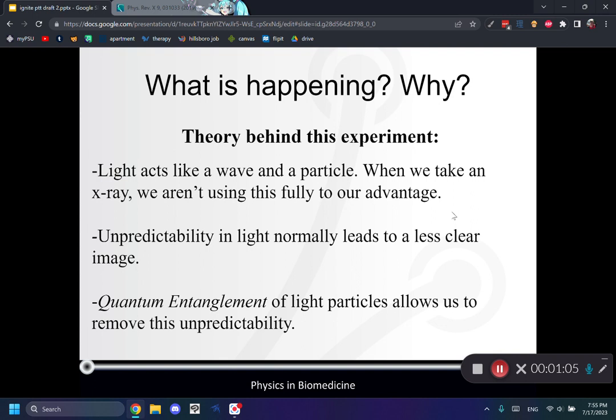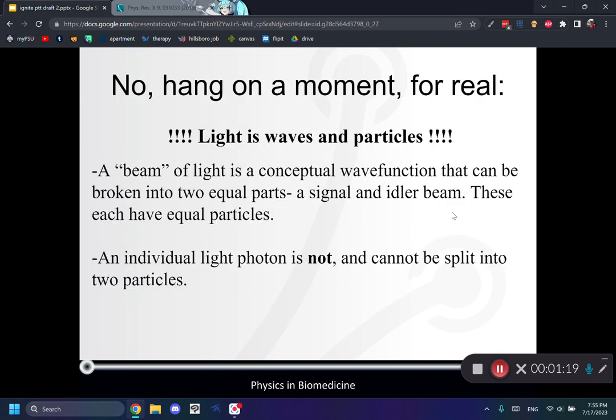One. Light acts like a wave and a particle. When we take an X-ray, we aren't using this fully to our advantage. Unpredictability in light normally leads us to a less clear image, and quantum entanglement of light particles allows us to remove this unpredictability. Basically, a beam can be split into two equal parts. We're going to call these signal and idler beams here, but these beams will have equal energies. However, an individual light photon cannot be split into two particles. It can only exist as one.